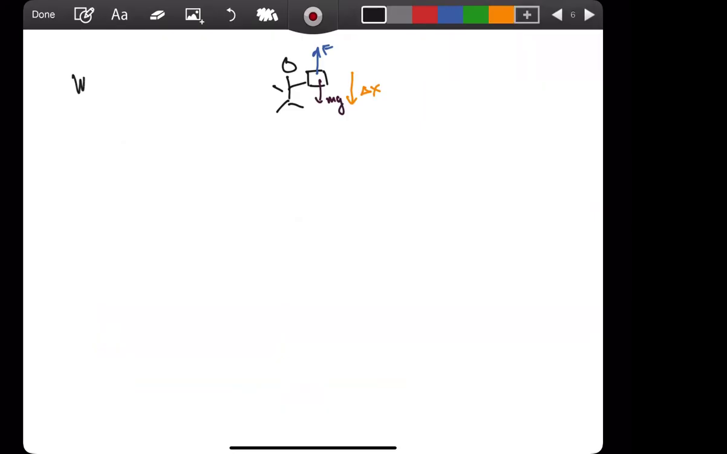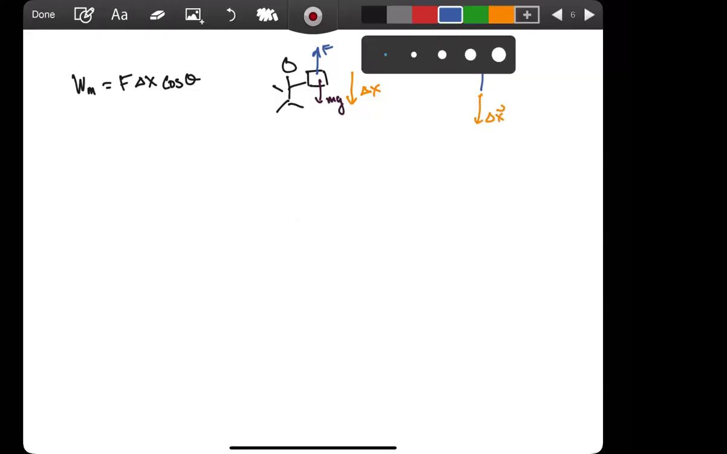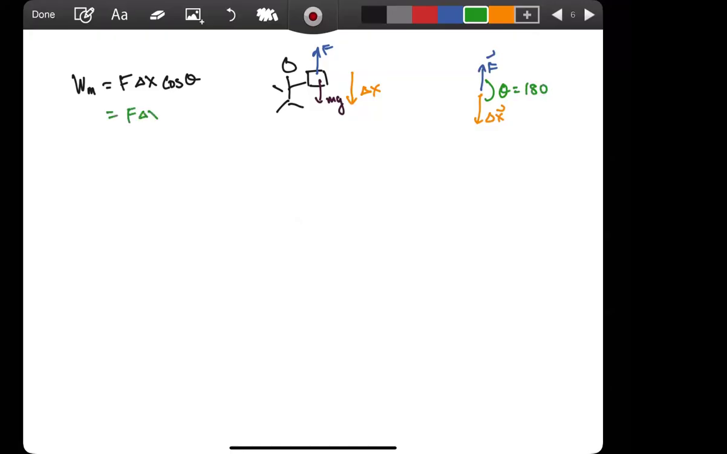Now in this scenario, of course, it's just going to switch. So now the work done by me is going to be equal to the force I'm applying times delta x times cosine of the angle between the two. But since my force is upward and the displacement is downward, the angle between the two is, again, theta equal to 180 degrees. So this is going to be F times delta x times cosine of 180, which is equal to negative the force by me times delta x. So when I lower it, I'm doing negative work because my force is in the opposite direction of the displacement.